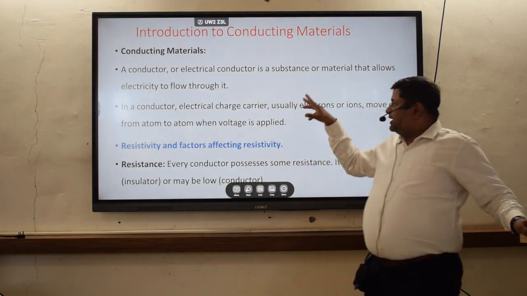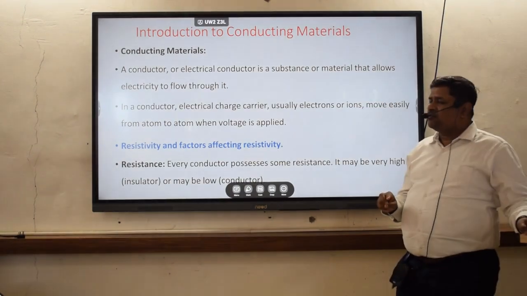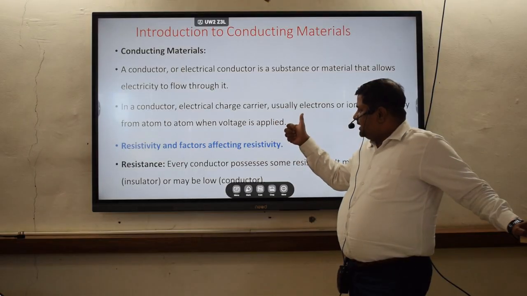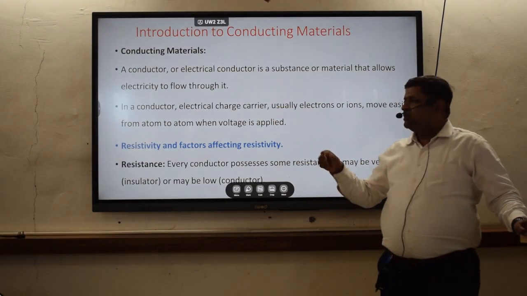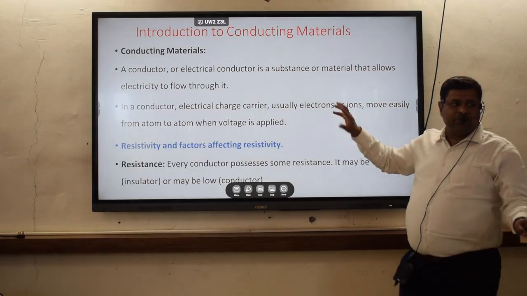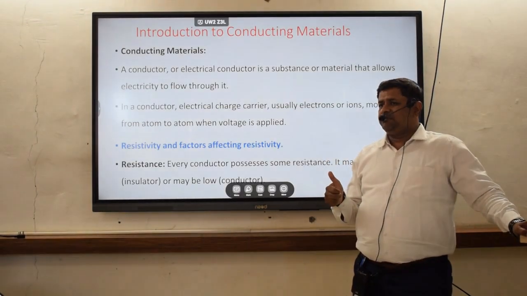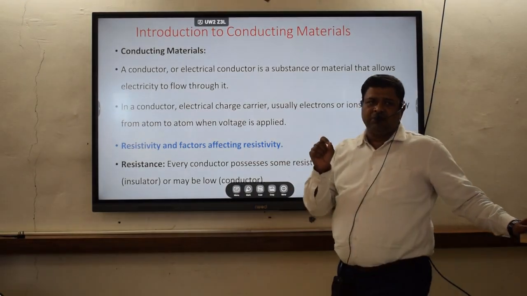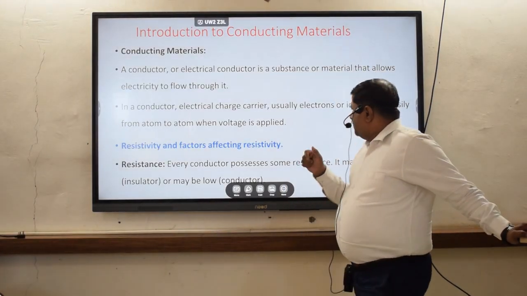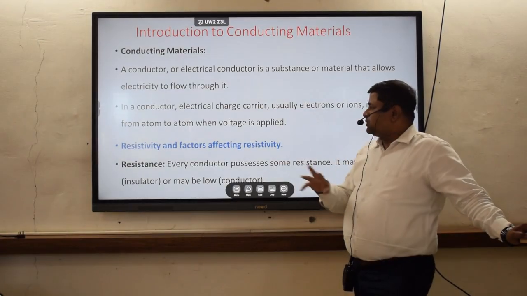An electrical conductor is a substance or material that allows electricity to flow through it. In a conductor, most of the time the materials are made of electrons and ions, cations and anions. So these electrons or ions become the carriers of the electrical charge from one place to another.